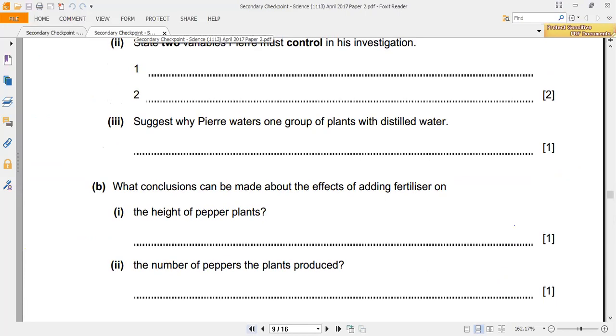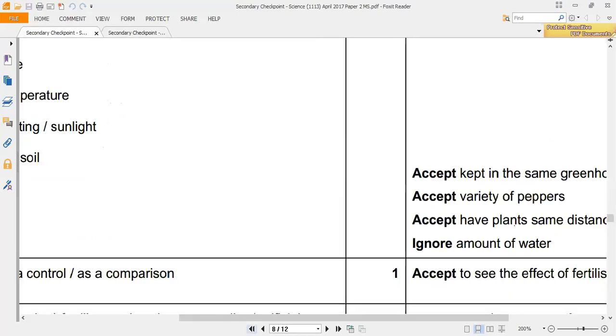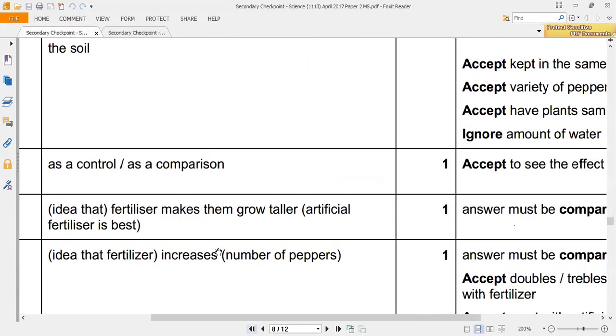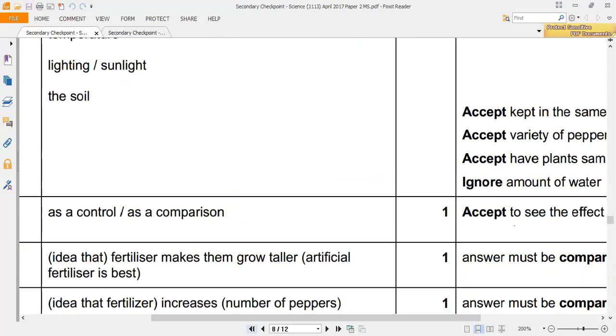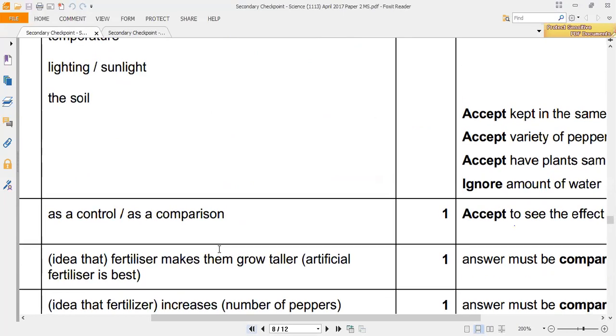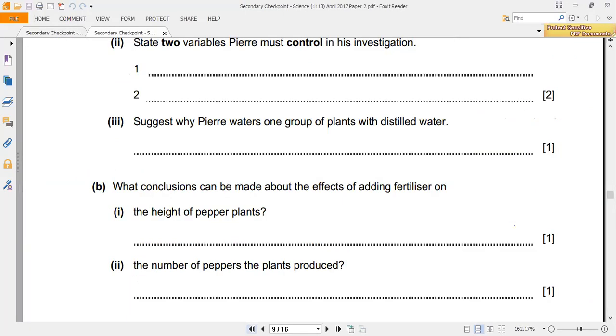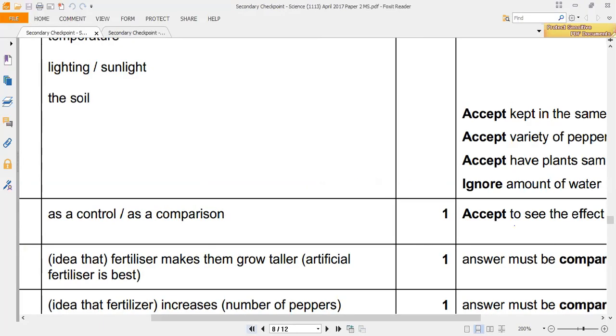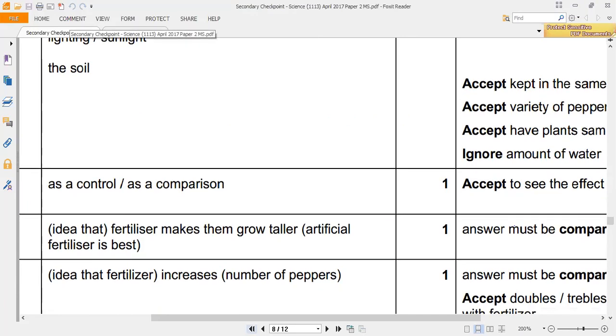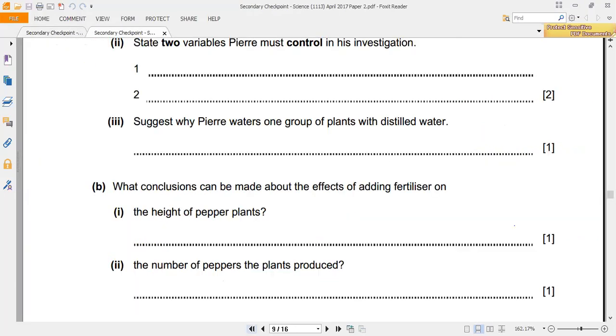What conclusions can be made about the effects of adding fertilizers on the height of pepper plants? Anything works here, it's an open-ended question. You can say, for example, fertilizers make them grow taller. Artificial fertilizer is the best because, according to the table, it's much taller than the others. Also, for the number of peppers the plants produced, you can say the fertilizers increase the number of peppers because they allow them to grow better.